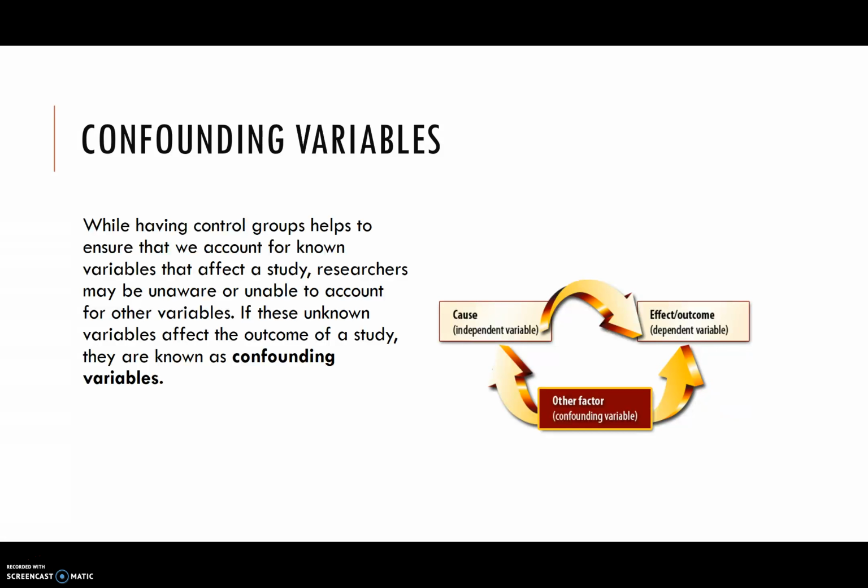We often think of cause and effect: the independent variable having an effect on the dependent variable, or the explanatory variable having an effect on the response variable. But it might just be a coincidence, and there's actually a confounding variable that causes change in both.